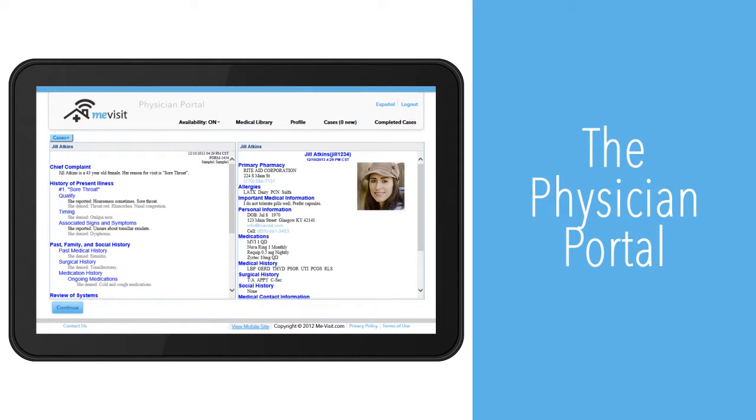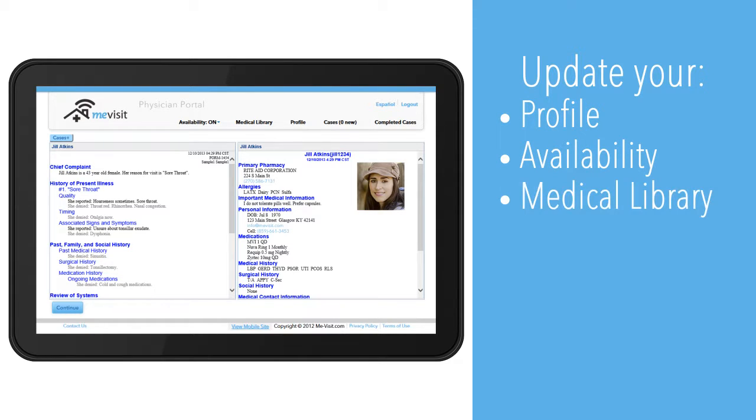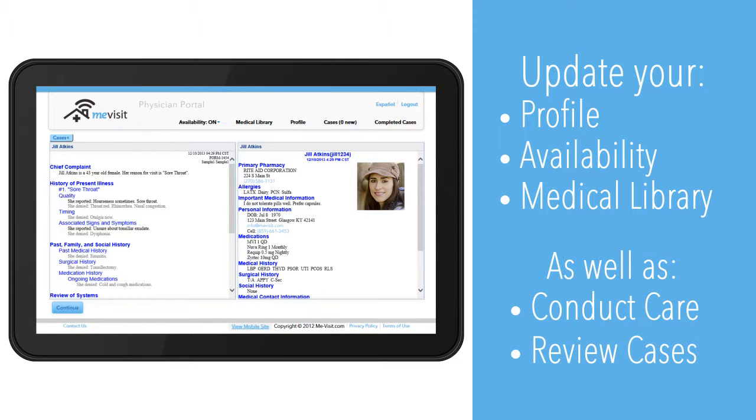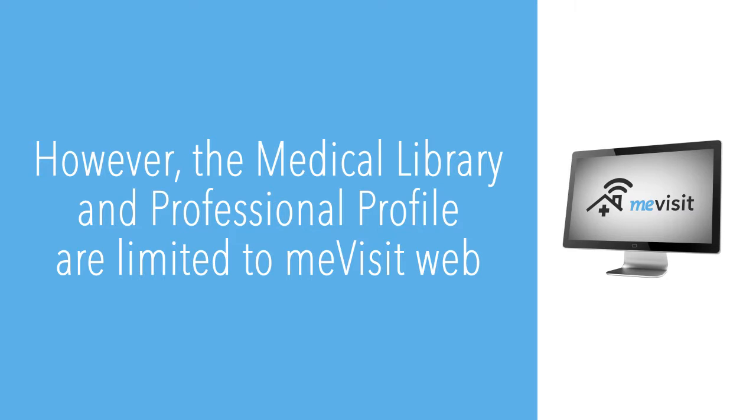As a health provider, your home on the MeVisit website will be the physician portal. Here, you can complete or update your profile, control your availability, manage your medical library, conduct online care, and review cases you've previously completed. Though most of these tasks may be conducted through the mobile app, it is important to understand that managing your medical library and accessing your professional profile can only be done via MeVisit Web.